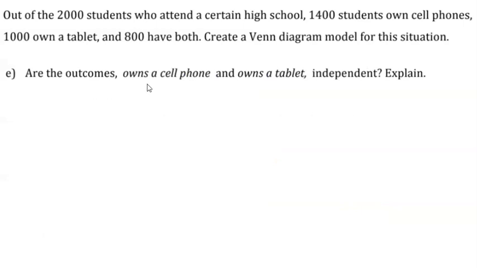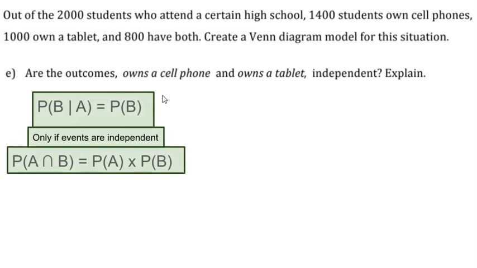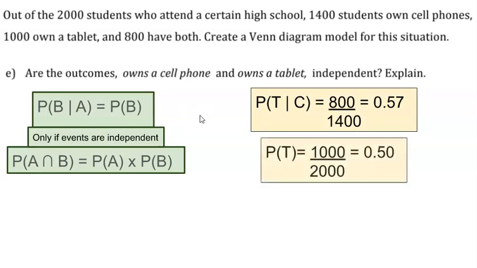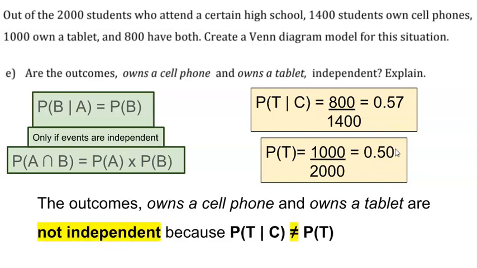In question E, are the outcomes owns a cell phone and owns a tablet independent? Well, let's look. We know that our ways for checking for independence are one of these two different formulas. Let's start with this first one. The probability of B given A, well, we just found the probability of owning a tablet given that you own a cell phone. We can then quickly calculate the probability of owning a tablet because there are 1,000 students out of the 2,000 students in the school that own a tablet, which is 0.50. Since these values are not the same, the outcomes of owns a cell phone and owns a tablet are not independent.